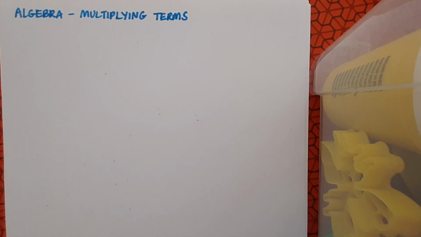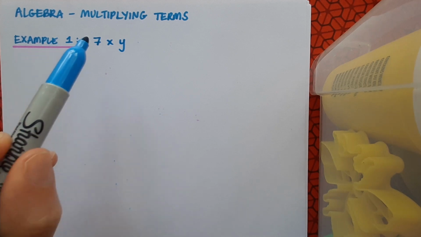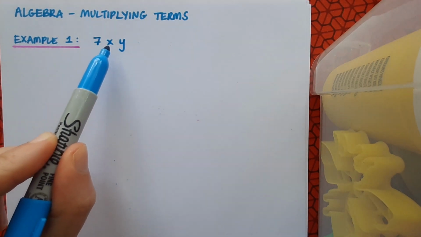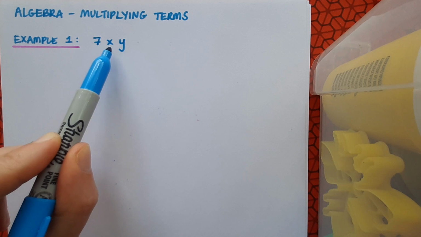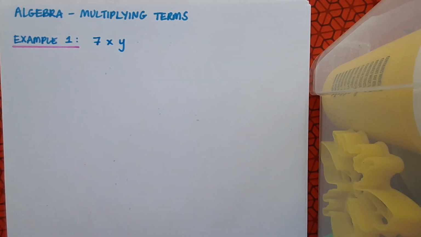This is an algebra video that looks at how to multiply terms. So in our first example, we're going to multiply 7 by y. Just before we begin, I want to point out that this symbol here, I intend for it to mean multiplication. It's not an x, but you can see how easily we might read it as an x.